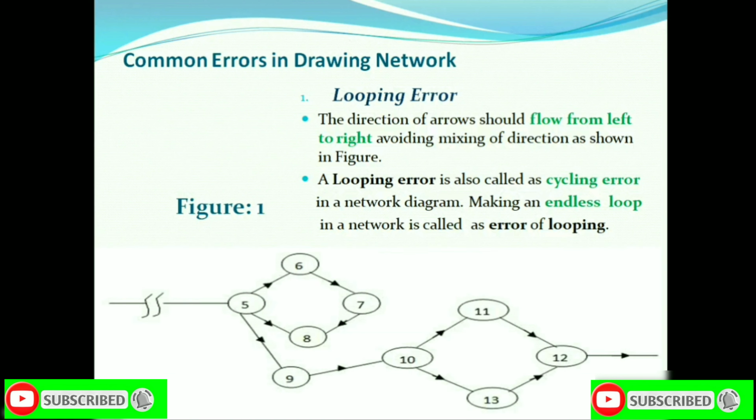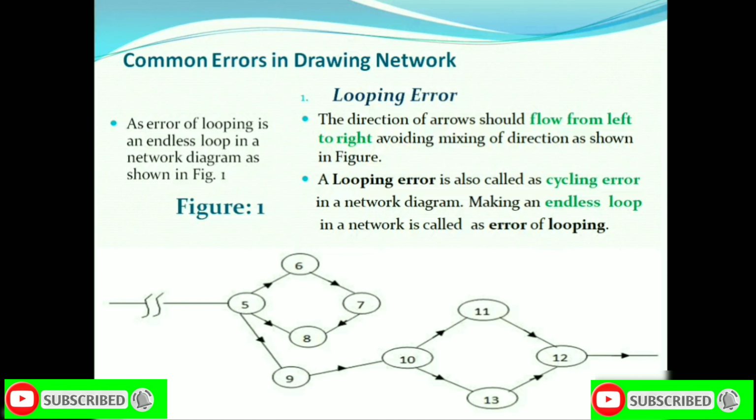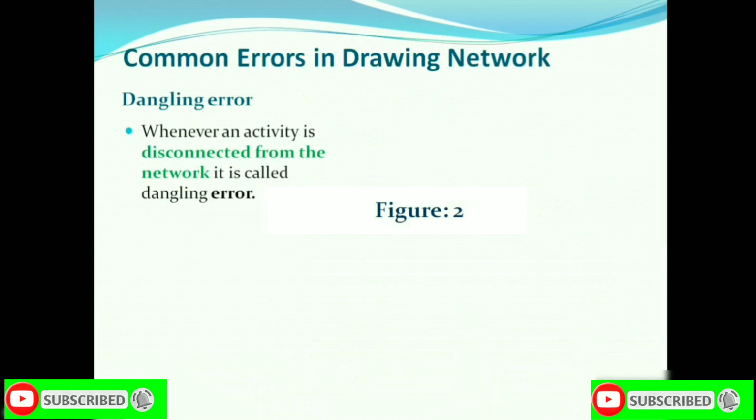For the correct network, the direction of arrows should flow from left to right. But here activity 7 to 8 flows in the opposite direction, which represents an endless loop. So do not make such a mistake while drawing a network. Now let's go to the second common error of the network, dangling error.